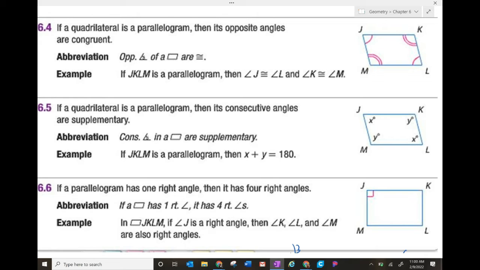And then the very last rule is that if a parallelogram has one right angle, just one right angle, based on those rules from before, every single angle will be 90 degrees. So if one angle is 90, they're all 90.